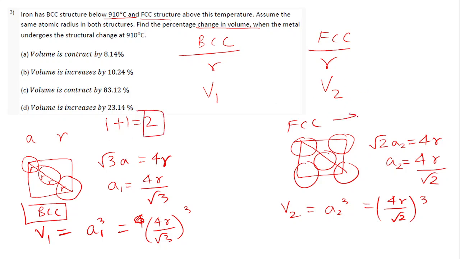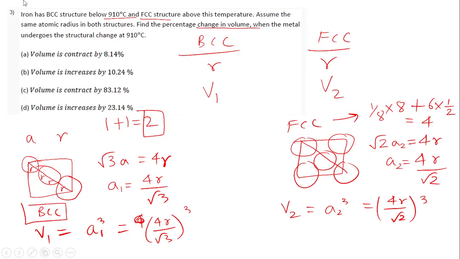In FCC, we have contribution from atoms at the corner, 1/8, and we have 8 atoms. Plus we have atoms on the face center. We have 6 faces and half contribution. So in total we have 3 plus 1, 4 atoms here. So for BCC we have 2 atoms in one unit cell. For FCC we have 4 atoms in one unit cell. So how much volume is one atom occupied?